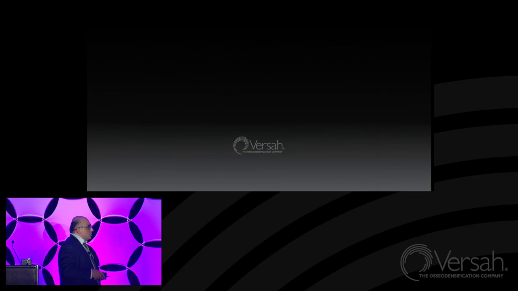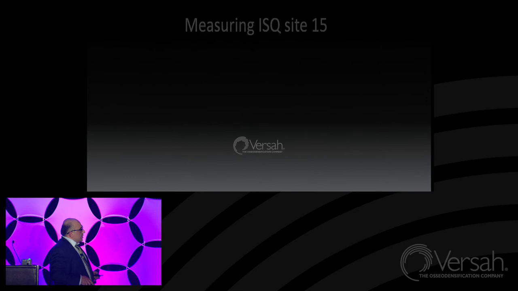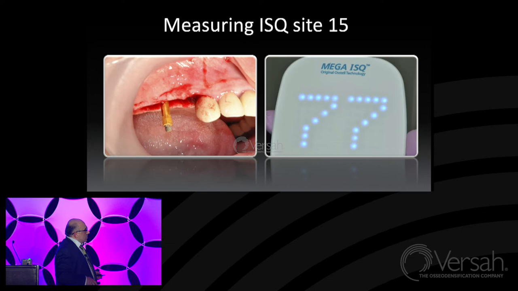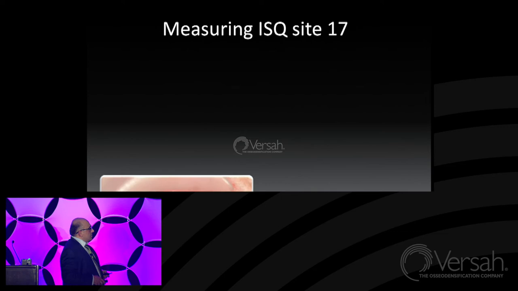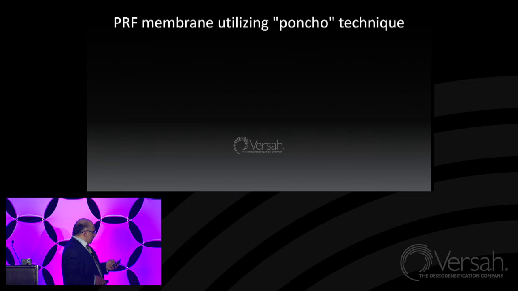We raised vestibular flap, as you see. Well enough amount of bone around all three implants. Measuring the ISQ at the zone of the second premolar, it's 77, 6 months later. Zone of the second molar, it's about the same, 73. It's not bad. We forgot to measure the zone of first premolar, but I think that it will be okay because we have the most amount of the bone around this implant.